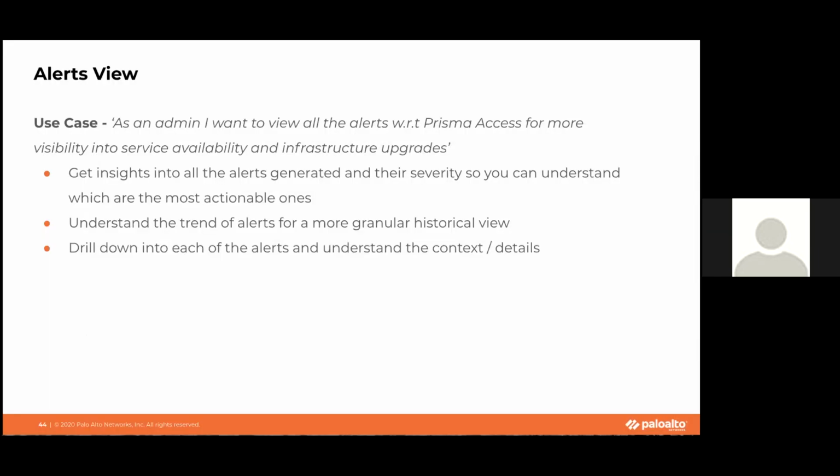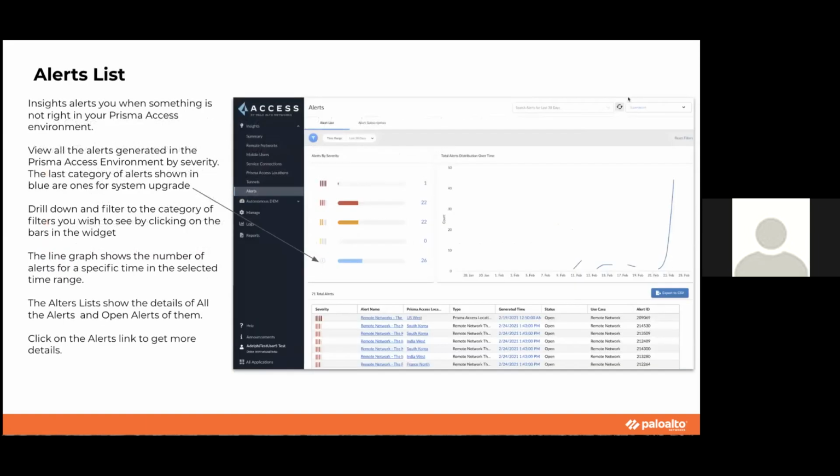Alerts dashboard. As IT admin, Alert dashboard gives you the visibility into the Prisma Access service availability and the infrastructure upgrades. You will get insights into all alerts generated and their severity levels, which will give you the understanding which ones are actionable or not.